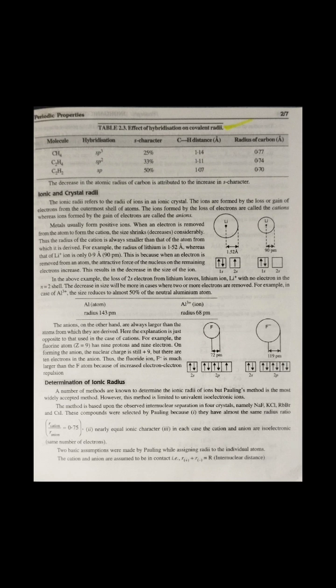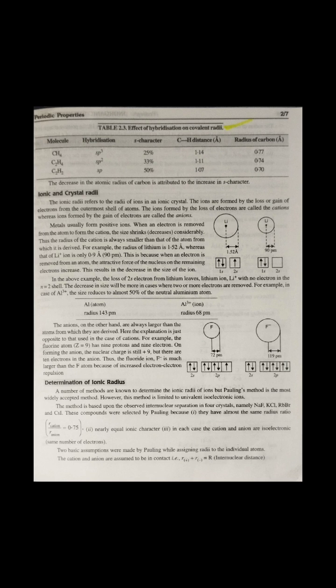Ionic and crystal radii. The ionic radii refer to the radii of an ion in an ionic crystal. The ions are formed by loss or gain of electrons from the outermost shell of the atom. Ions formed by a loss of electrons are called cations, whereas ions formed by a gain of electrons are called anions. Metals usually form positive ions. When an electron is removed from the atom to form a cation, the size shrinks. Thus, the radius of a cation is always smaller than the atom from which it is derived.